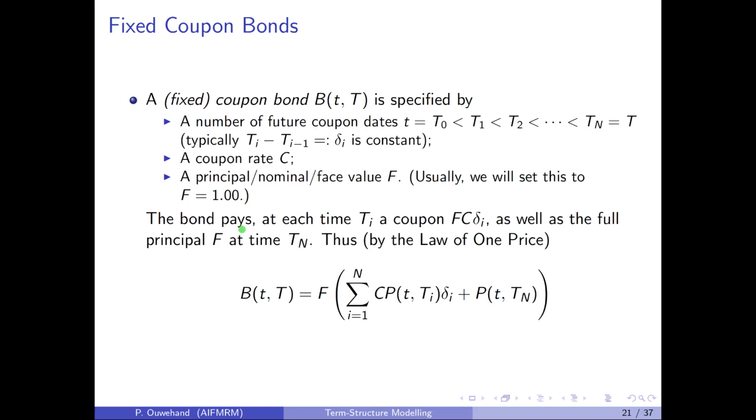Such a bond pays at each coupon date Ti a coupon F times C times delta i, as well as the full principal at the maturity time Tn. Such a stream of payments is easy to synthesize using zero coupon bonds, and thus by the law of one price, the value of a fixed coupon bond is given by this expression here.